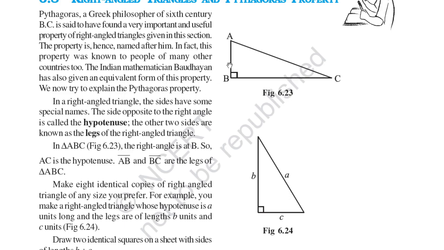You can see in a right angle triangle, the sides have some special names. The side opposite to the right angle is called the hypotenuse. So this is the right angle and this is the hypotenuse. The other two sides are known as the legs of the right angle triangle. So in triangle ABC, the right angle is at B. So AC is the hypotenuse. AB and BC are the legs of triangle ABC.